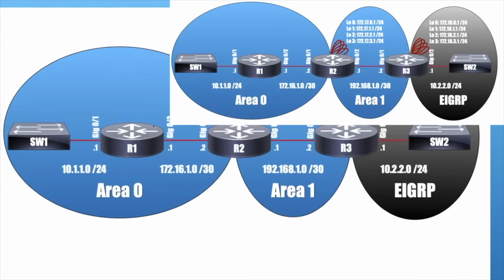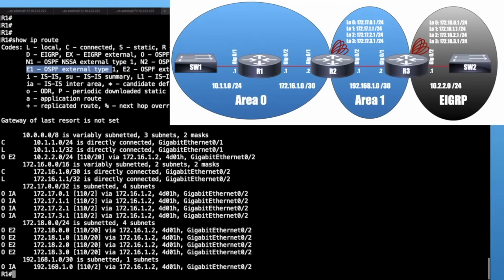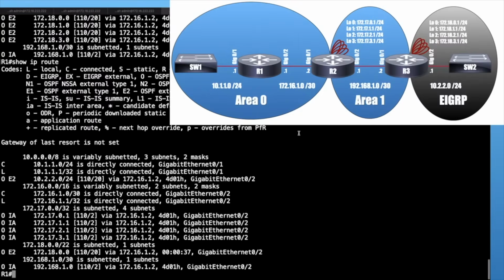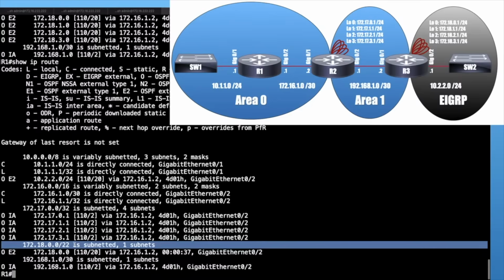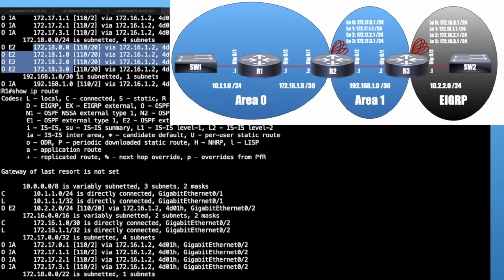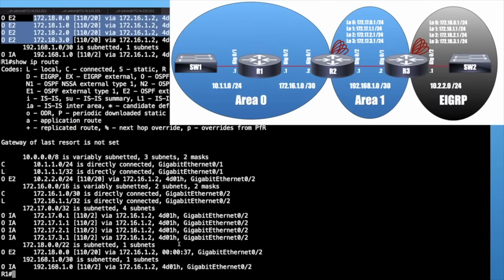Did it work? I don't know. Let's go back to R1 and see. Let's do a show IP route. Do I still have all those 172.18 networks? Nope. I've got a summary. Look at that. 172.18.0.0/22. I no longer have to look at all those 4 individual networks. So we succeeded as we went from one autonomous system into another.